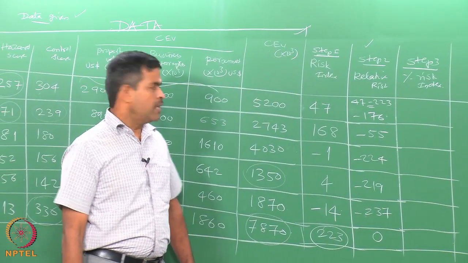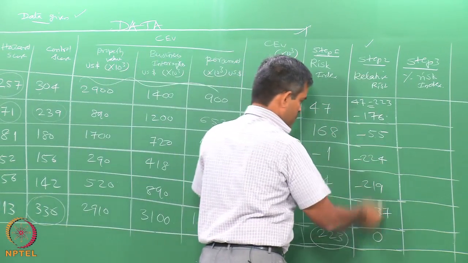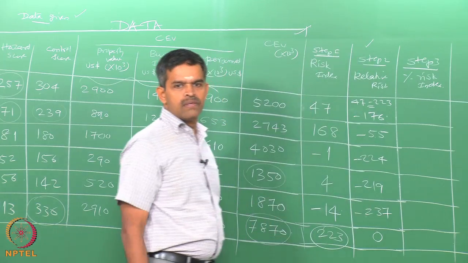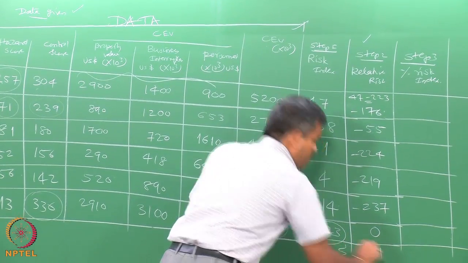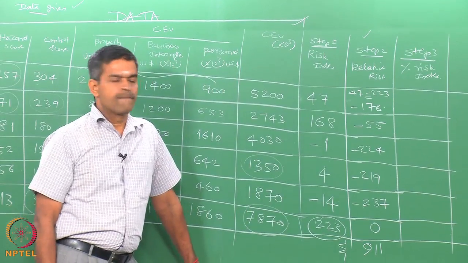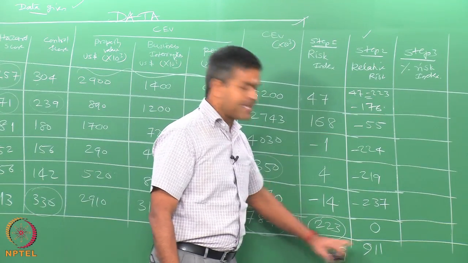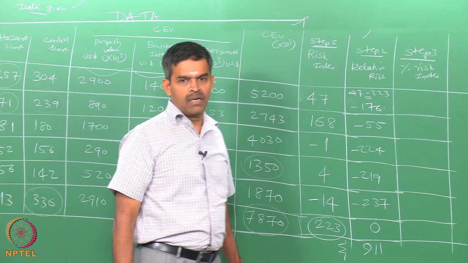How do you do that? So, let us sum up the relative risk. Let us add this and take the mod value of that. So, the sum is going to be 911. If you sum this all, neglecting the negative sign, the sum is going to be 911.